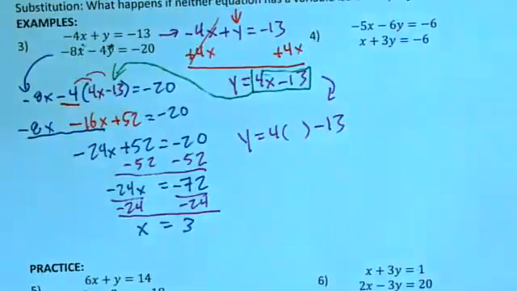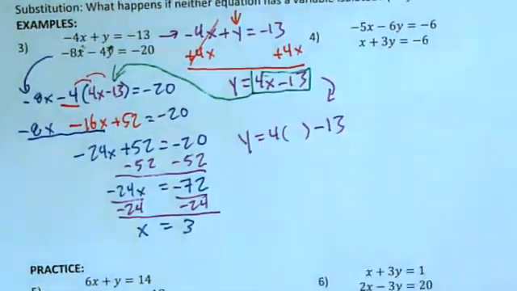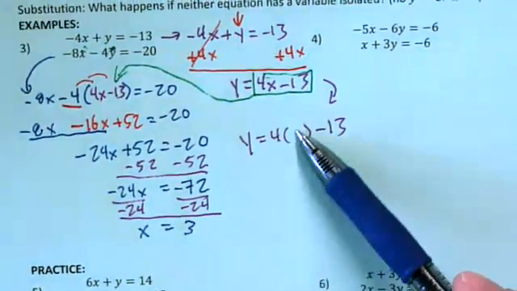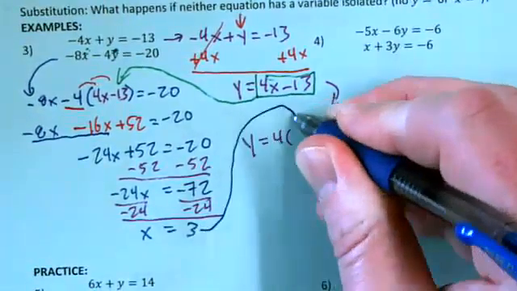Why did I leave that 4 out? I'm sorry, why did I leave the x out? We're solving for y. Well, what am I going to put in place of this x that I left out? We'll put 3 in there. We know x is 3 now.